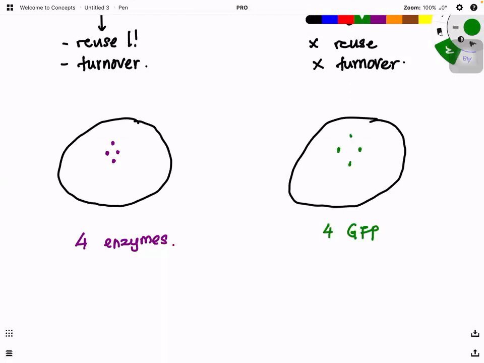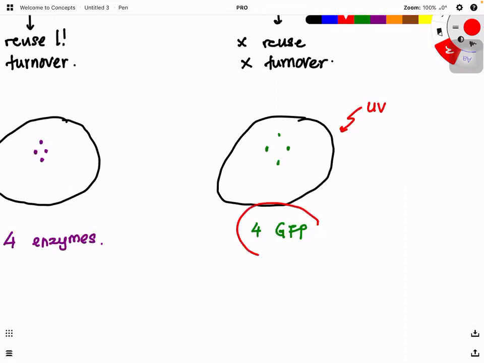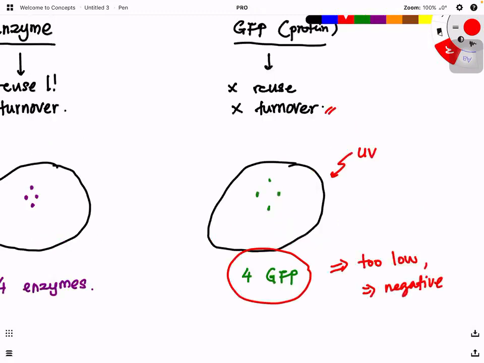But if you shine with UV, what will happen here is only 4 green fluorescent protein. So it is too low. The expression is too low and may not be able to pick up. It means that it will show us a negative result, although the cell would express. Can I see that? Because the intensity is too low for the equipment or device to pick up. Why do we have this problem? Because no turnover. You produce 4 means only 4 available.